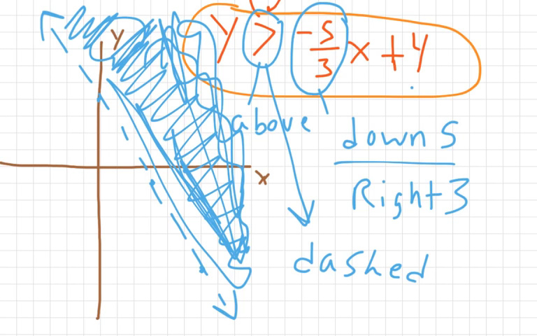And again, how do I know this is above? Well, from my line, if I go straight up in the air, I'm in this region. If this was less than, I'd go straight down, and I'd be over here on the left side. So that's how this one works. So let's go to the next example.